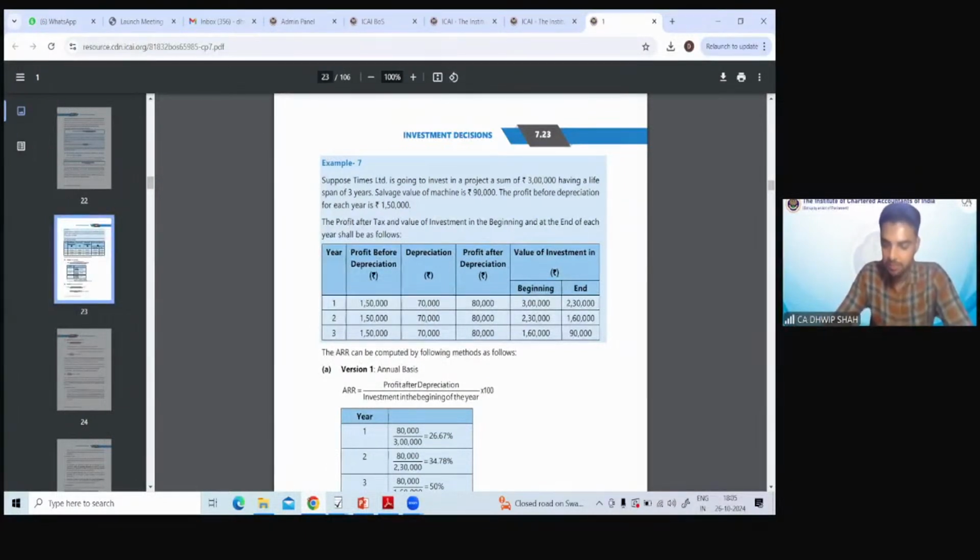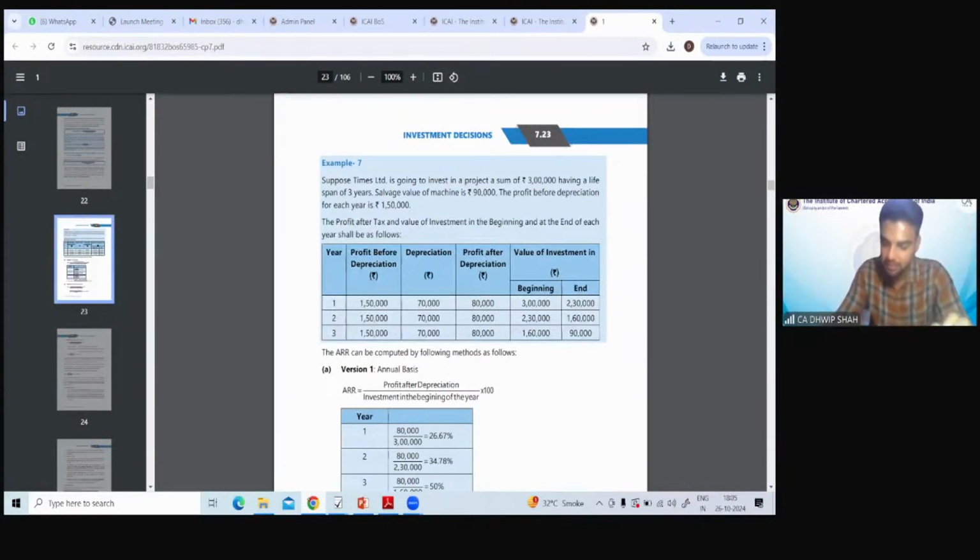Suppose Times Limited is going to invest in a project a sum of 3 lakh. So can I say this 3 lakh is nothing but my initial investment? Yes or no? The life of the project is 3 years. The salvage value of the machine is 90,000. Means at the end of 3 years, I will get a scrap value of 90,000. The profit before depreciation for each year is 150. So they have given profit before depreciation. Okay? Then they have subtracted the profit after tax, and the value of investment in the beginning and at the end of each year shall be as follows.